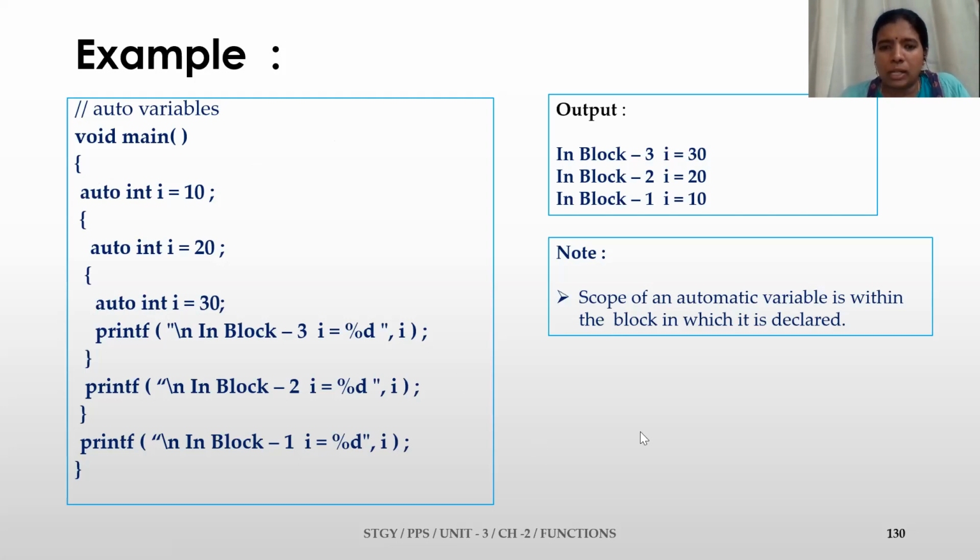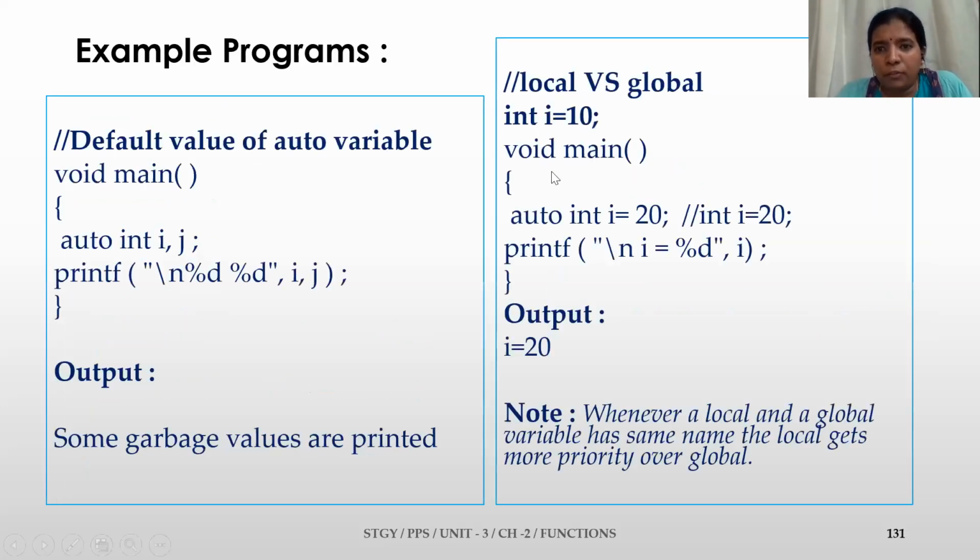Okay, so let's move on to understand the next one. What is the default value? If I try to predict the default value of an auto variable, I just write auto int i and print i, I'll get some garbage value, because the default value of an automatic variable is garbage. Likewise, the default value of register is also garbage.